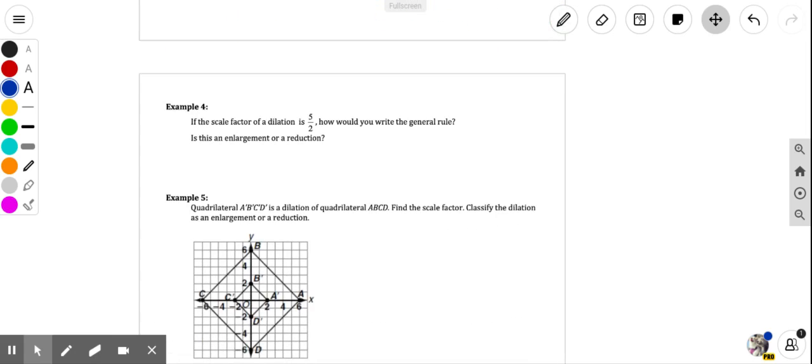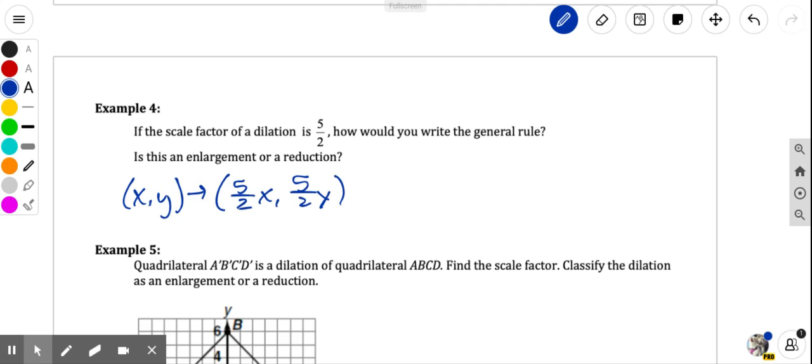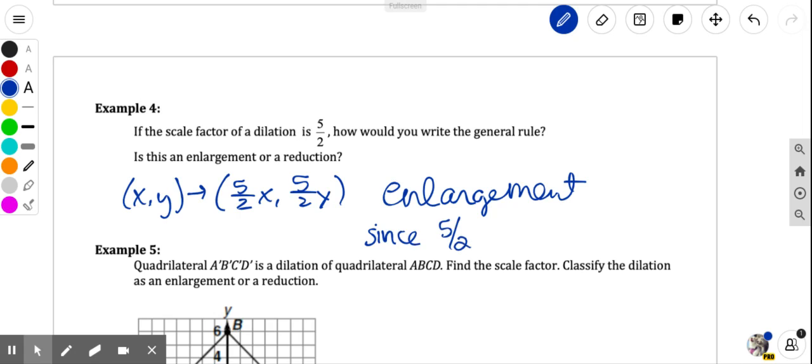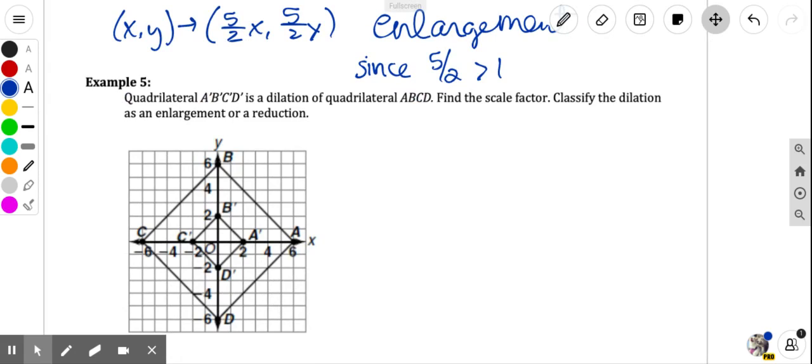A couple more examples. Example 4, if the scale factor of dilation is 5/2, how would you write the general rule? Is it an enlargement or reduction? Basically, does it get bigger or smaller? So the rule would be xy maps to 5/2 x, 5/2 y. And since 5/2 is bigger than 1, it would be an enlargement.